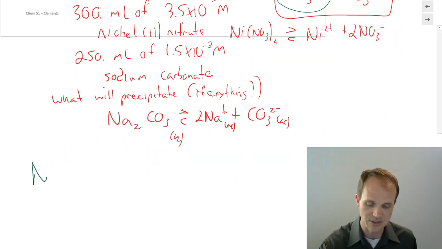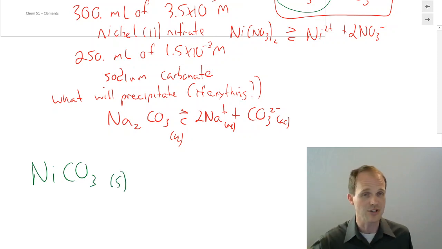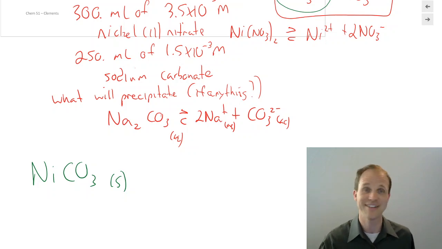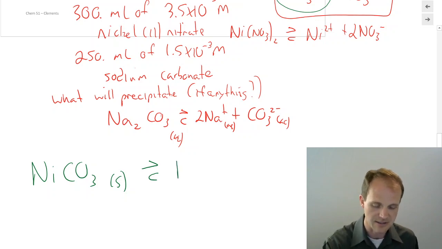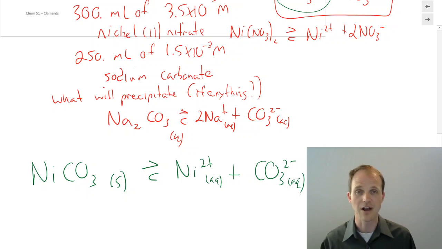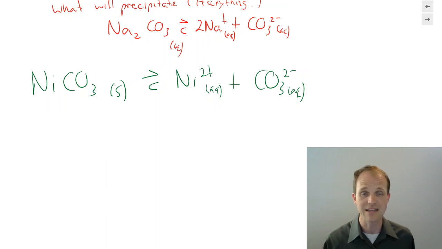So let's write that reaction. Now, I'm going to write it as a reaction of the solid forming the ions, even though the reaction I'm worried about is the ions forming the solid. Why? Because I can look up K values for a solid forming ions. I can't look up K values for ions forming solid. So I've got that, goes to nickel 2 plus aqueous and carbonate aqueous. So there we go. I've got my K reaction, my KSP, and I can just go ahead and find the KSP value for that.